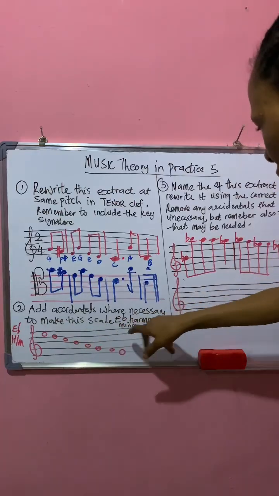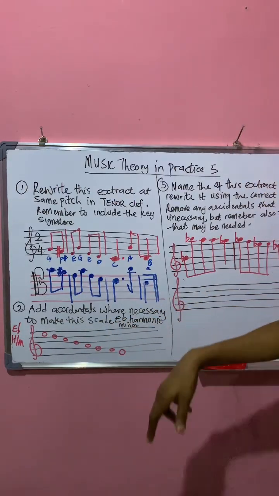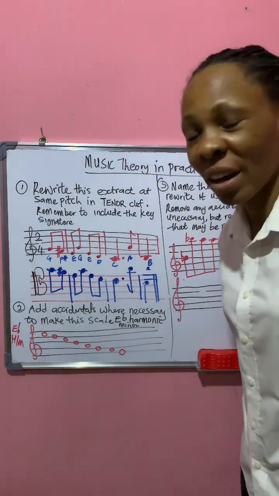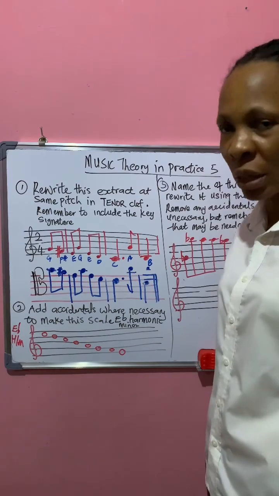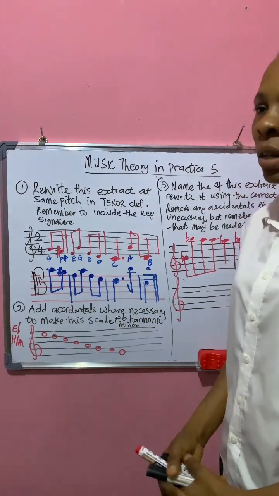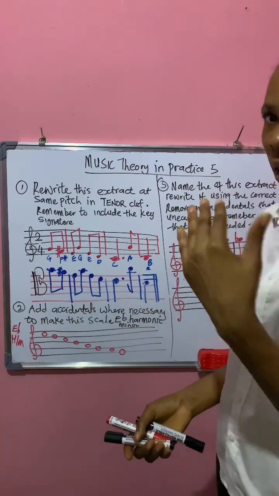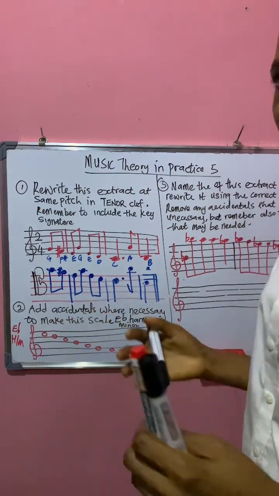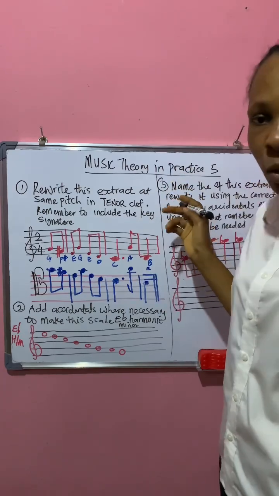Add accidentals where necessary to make this scale E harmonic minor. We have the natural minor, we have the melodic minor, and we have the harmonic minor. And at this point, you're being asked for the harmonic minor. So I'm going to write the solfa notation of the harmonic minor, and then we use it to solve. I'm just giving you, if you're in exams, the easiest way to answer your questions, no stress.